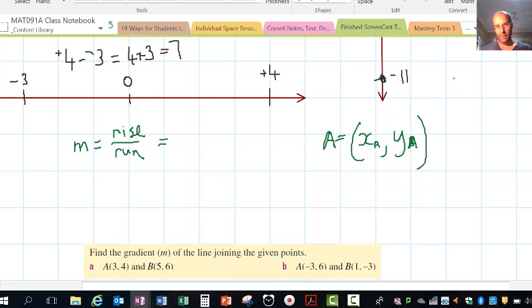Sorry, that should be an A. So point A would be given by the point x, y, with little a subscripts beside them. Subscripts are just a way of naming something. And if we have a second point B, it would be x subscript b, y subscript b.